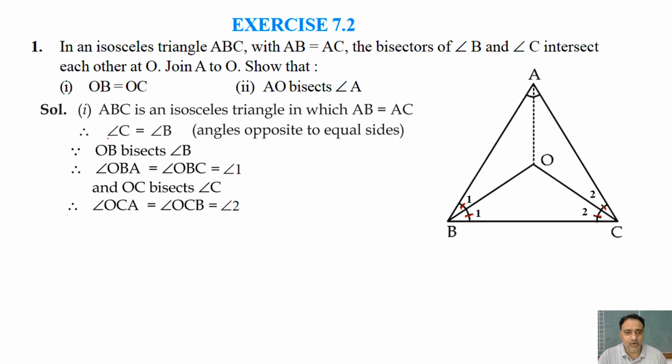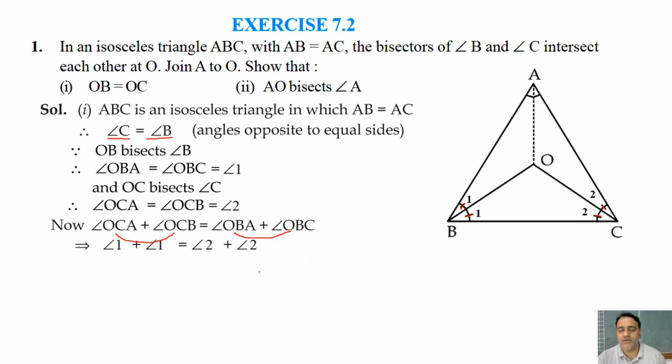Now we'll split angle C and angle B. Angle C we can split into OCA and OCB, and angle B we can split into OBA plus angle OBC. In both places we can write angle 2, and in both places we can write angle 1. So 2 times angle 1 will be equal to 2 times angle 2. So this will imply angle 1 is equal to angle 2. Any doubt up to this step?